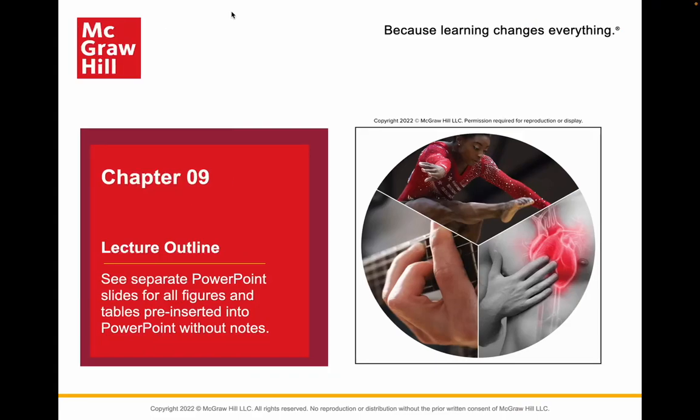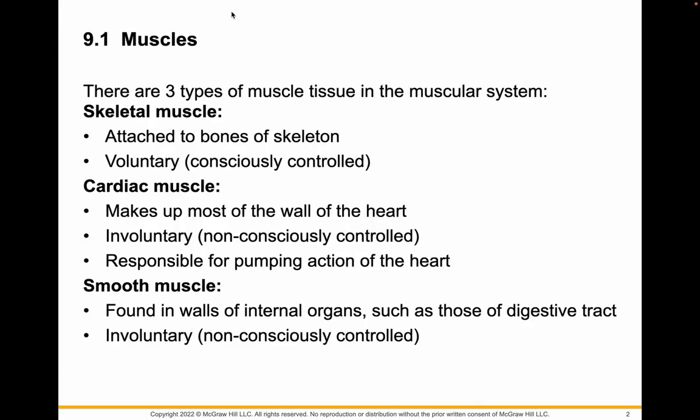This next unit is just chapter 9, which is muscle. As we learned in our tissue unit, there are 3 types of muscle tissue in the muscular system. There's the skeletal muscle, which is attached to bone. Remember, that is voluntary, striated, multinuclear, very long and cylindrical. Cardiac muscle makes up most of the wall of the heart. It's involuntary, striated, has intercalated discs, is branched.